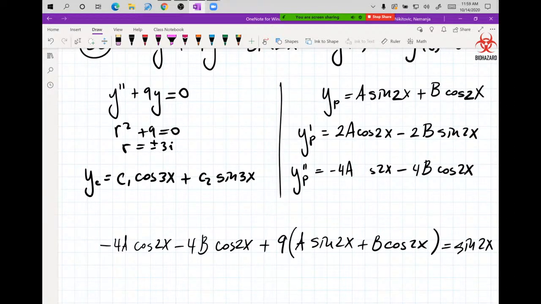This is supposed to be a sine. The derivative of a cosine is a negative sine, so this has to be sine over here. Yep, good. So sine goes into cosine, cosine goes into negative sine, and negative sine goes into negative cosine. Good.